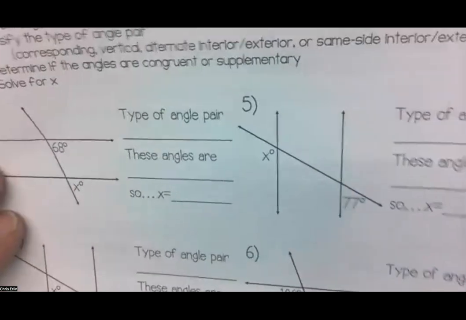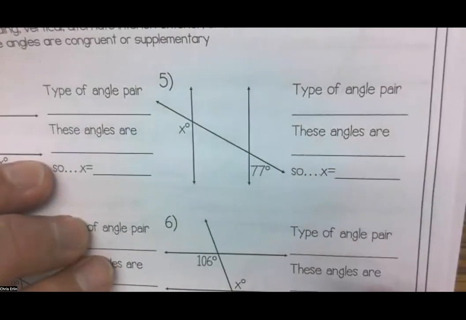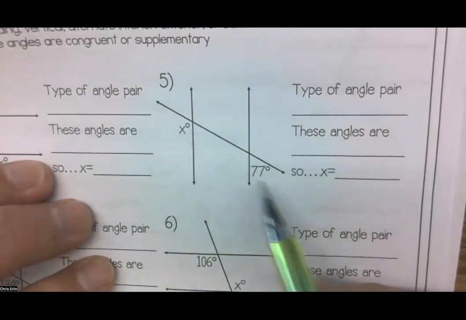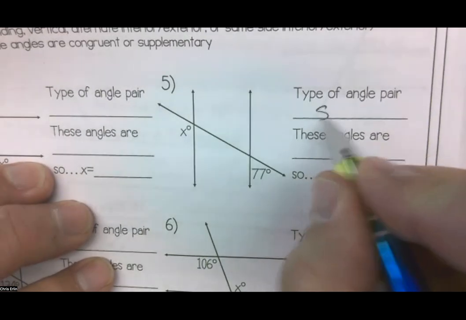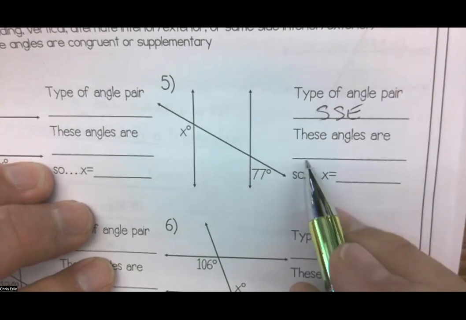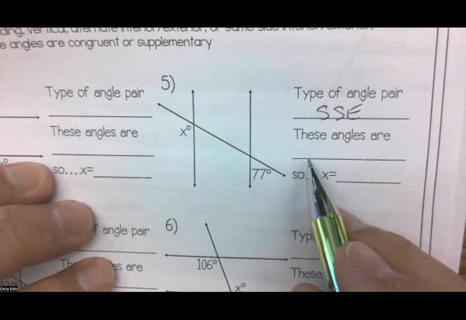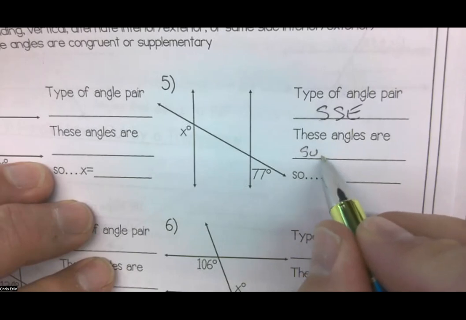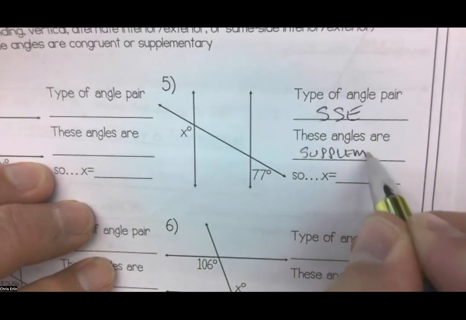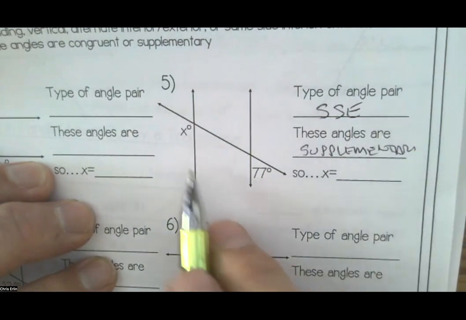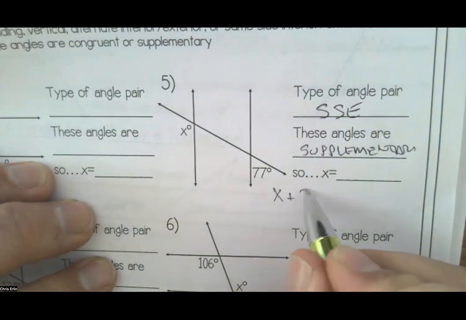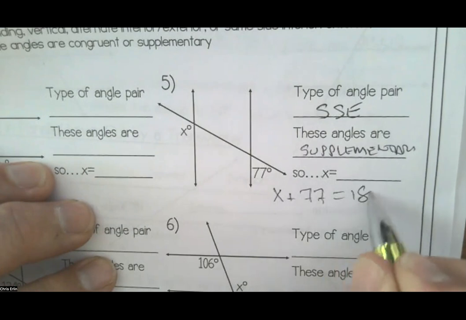So flip to the next side. Let's go to number 5 here. What type of angle pair are these 2? Good. Same side exterior. And are those congruent or supplementary? Supplementary, which means what's our equation? I'd rather you write x plus 77 equals 180 and then solve that.